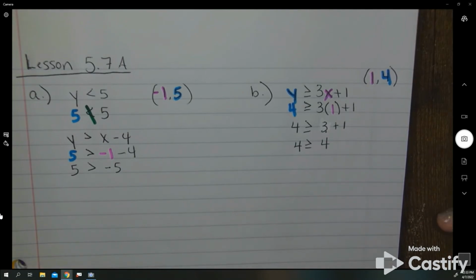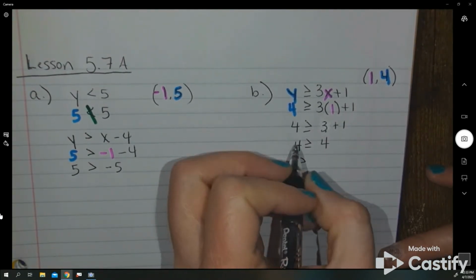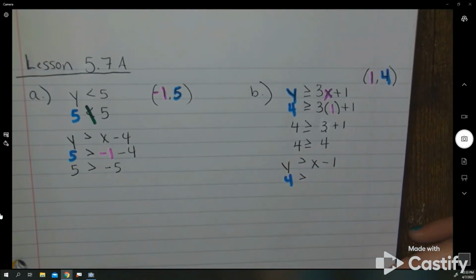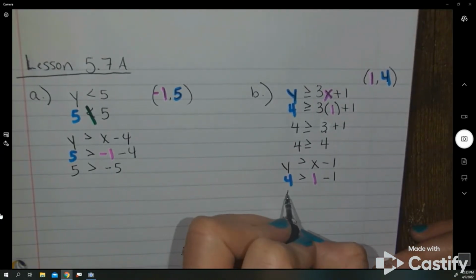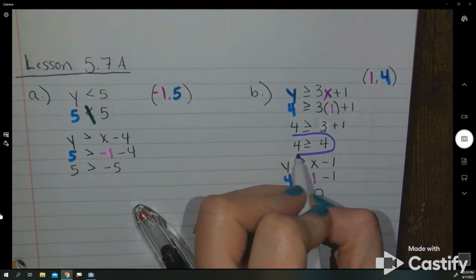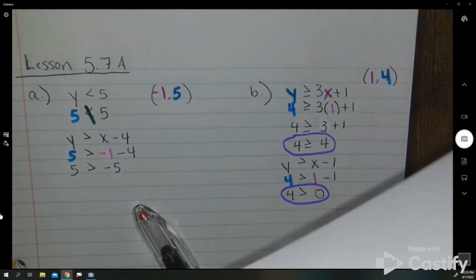But remember, we have to check both inequalities. So my second one is y is greater than x minus 1. So I've got 4 for y is greater than 1 minus 1. 1 minus 1 is 0. Is 4 greater than 0? Yes. Therefore, because these two things here are true, then I would say yes, that point is a solution to this system.